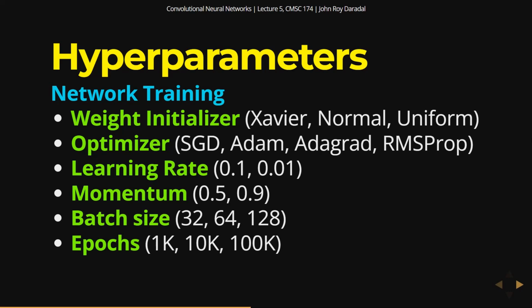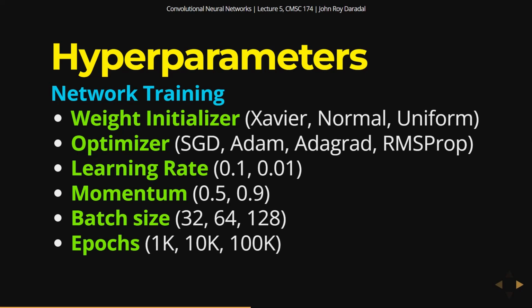But these are the hyperparameters that you can set for your training. So these are set beforehand. You already decided before training that, hey, I will use Xavier, I will use Adam, I will use the learning rate 0.01, I won't use momentum, I will use batch size 64, and then I will run this for 1,000 epochs. So those are all pre-decided before training, so those are all hyperparameters.